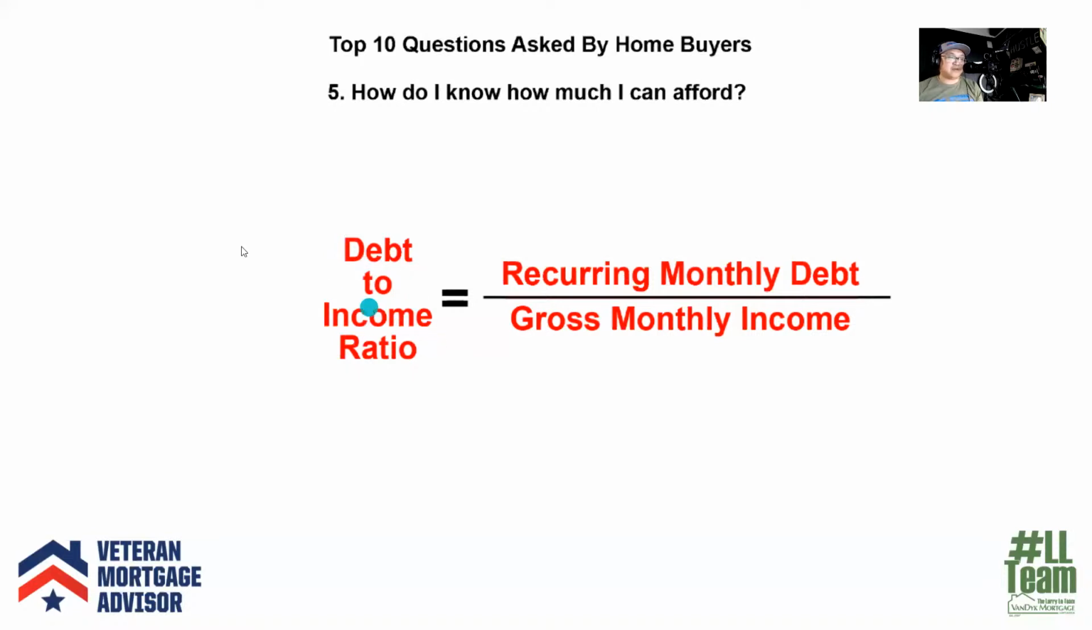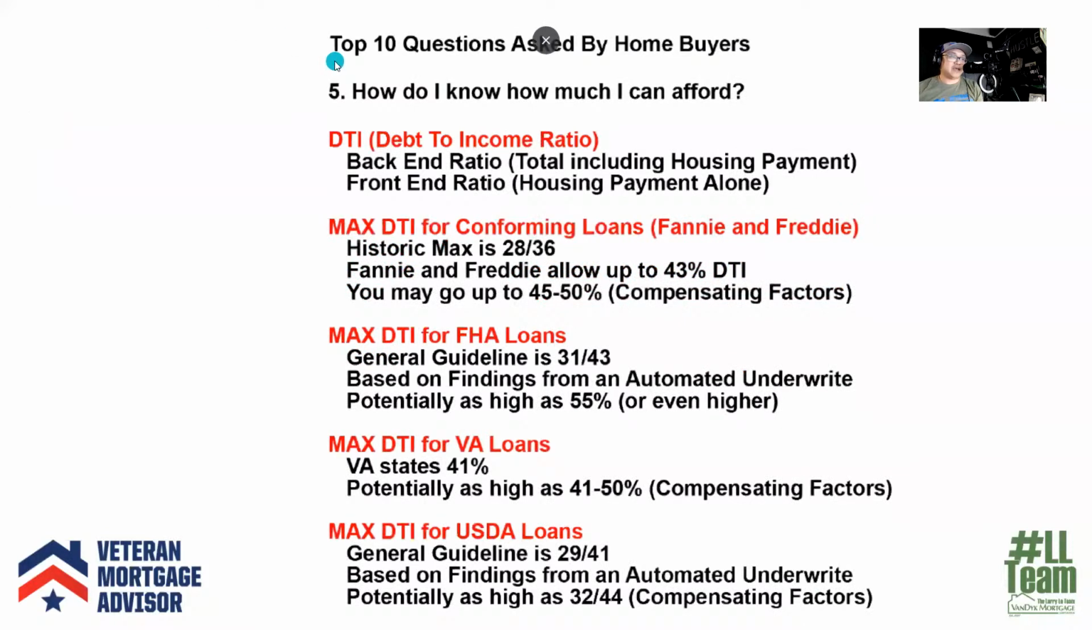So I'm going to go back. When you look at the back end and front end, those are two different calculations. Front end is how much the house loan is to your income. I'll use a really rough number. If you make $4,000 a month and your house mortgage payment is $1,000 a month, including taxes and insurance and all that good stuff, then your front end ratio is 25%.